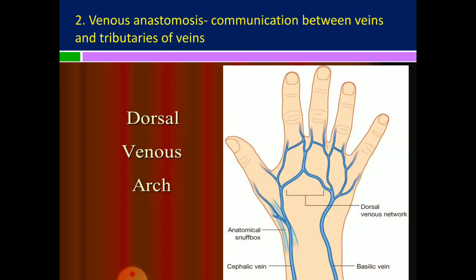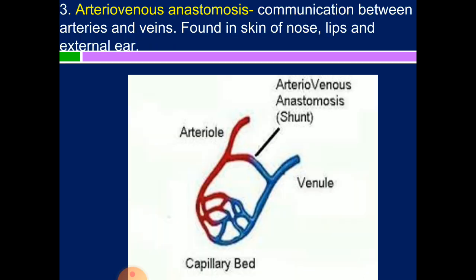Then second is venous anastomosis. It is the communication between the veins and its tributaries. Example is the dorsal venous arch on the dorsum of hand. Then we have arteriovenous anastomosis. It is the communication between the artery and the vein. It is found in skin of nose, lips and external ear.